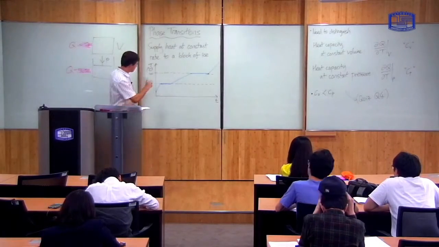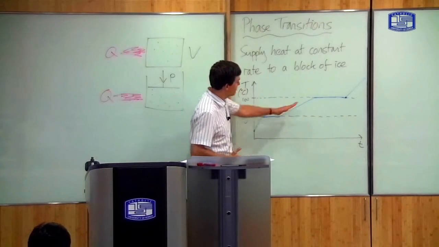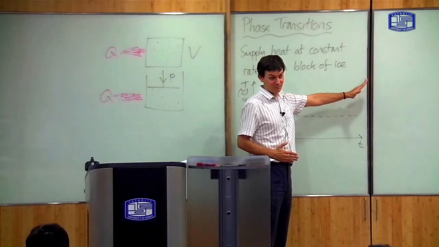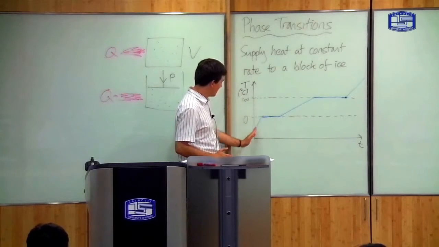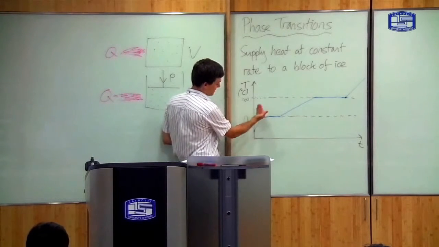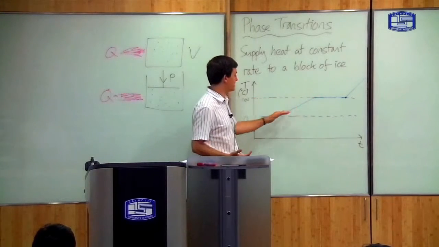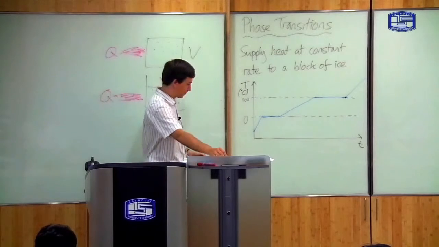Okay, so some things to note about this graph. Firstly, the gradients here, where the temperature is increasing, are inversely proportional to the heat capacity. So ice has a lower heat capacity than water, so that means the gradient here is steeper, the gradient here is less. It takes more energy to heat liquid water than it does to heat solid water, or ice.